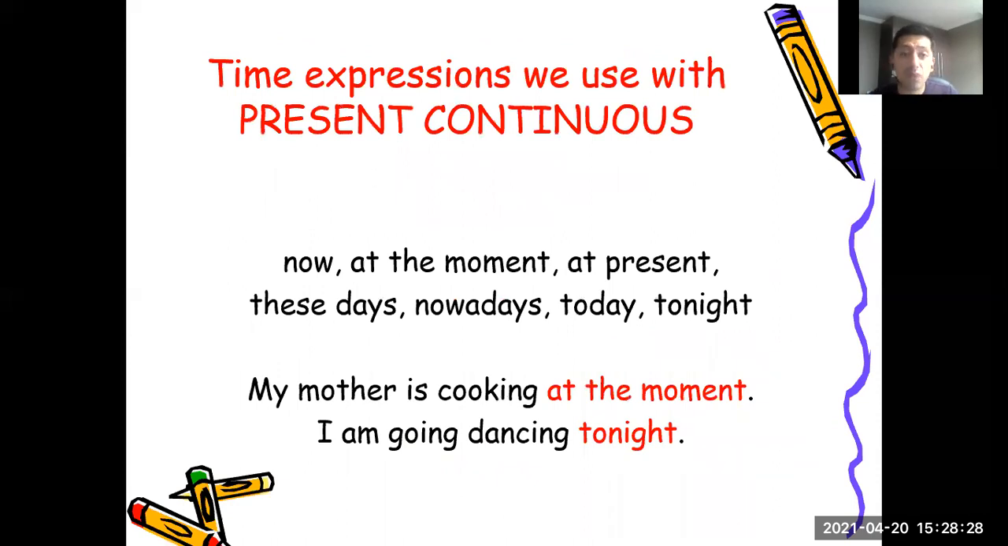So time expressions that we can use with the present continuous. For example, now, at the moment, at present, these days, nowadays, today, tonight. Something that expresses something that is temporary or that happens in this moment. Okay. So my mother is cooking at the moment. I'm going dancing tonight.